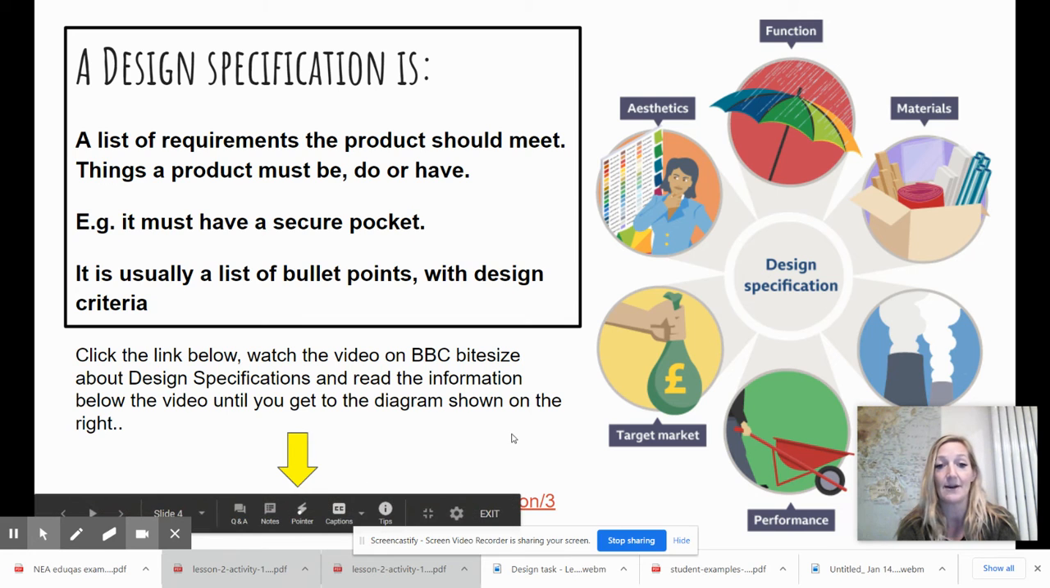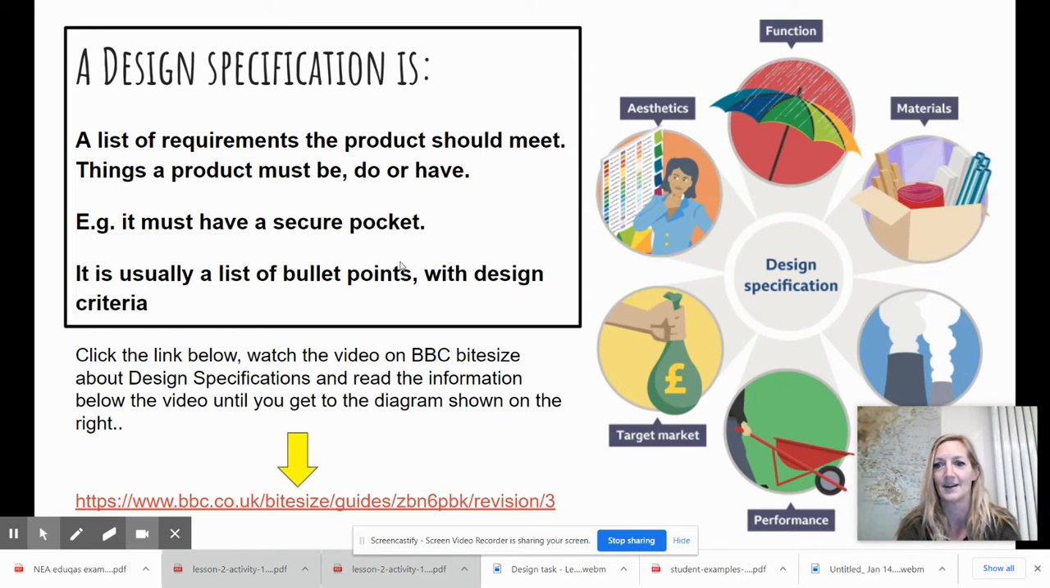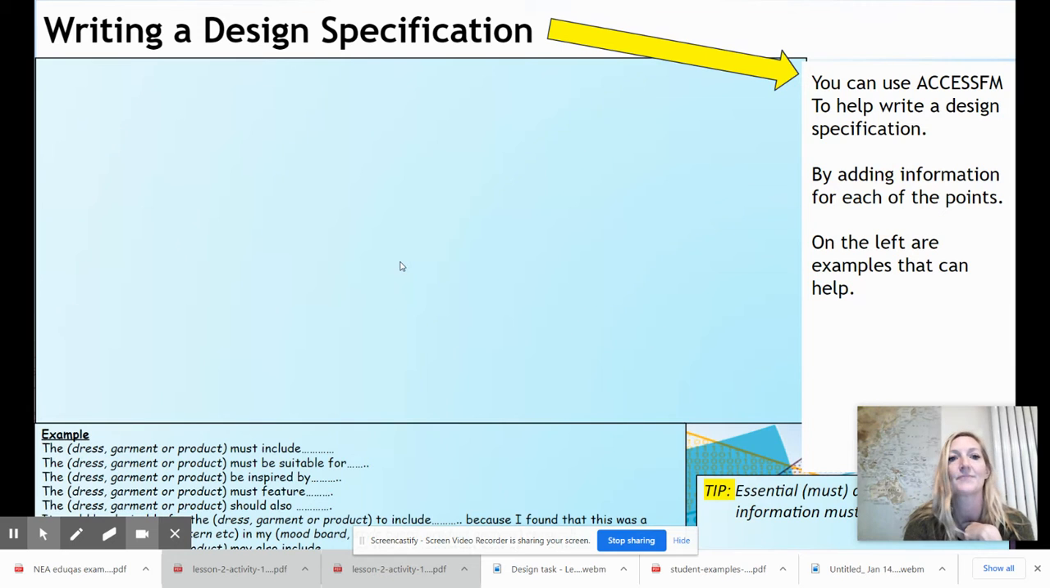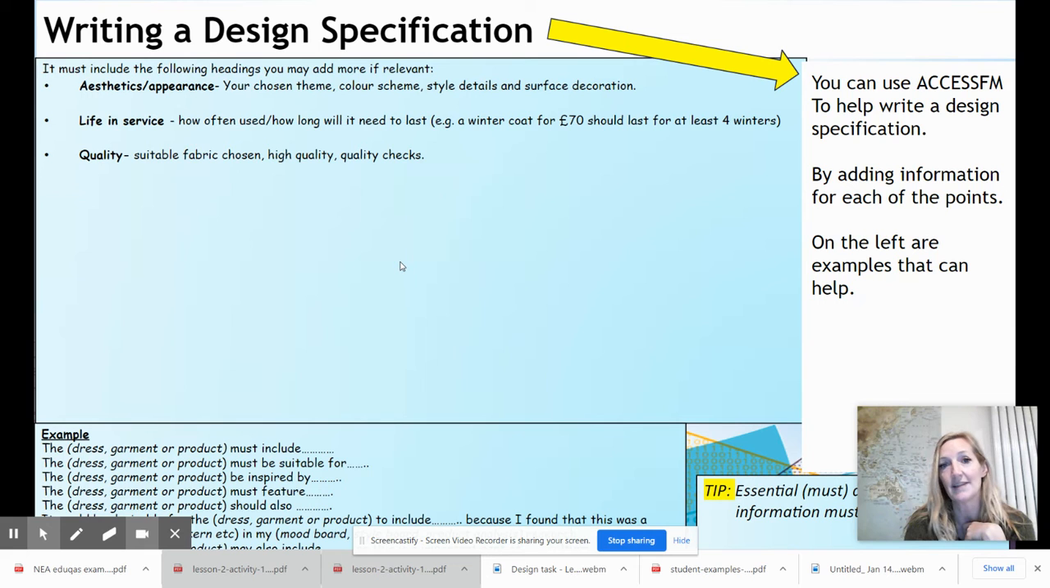If you see the yellow arrow down here, oh, wrong slide. If you see the yellow arrow, it takes you to a link to BBC Bitesize. There's a video and some information on that website I'd like you to watch and read through. As soon as you get to the diagram that is on this page, I'd like you to stop and come back to these slides.